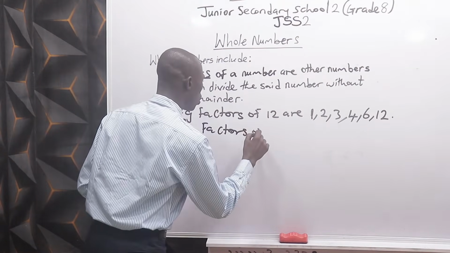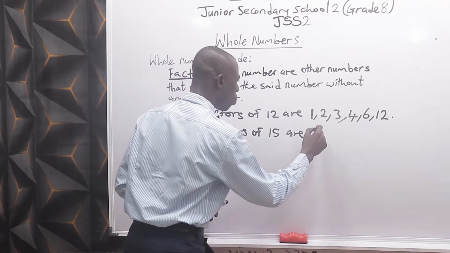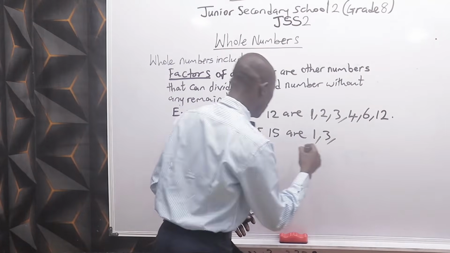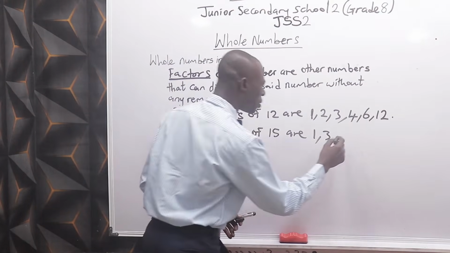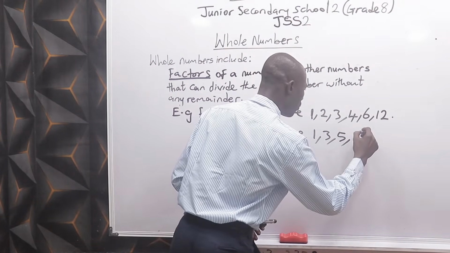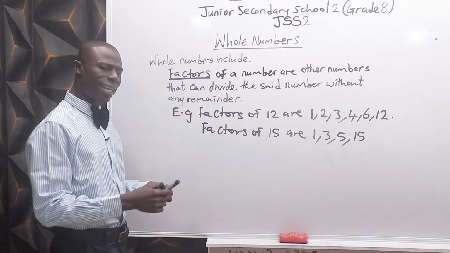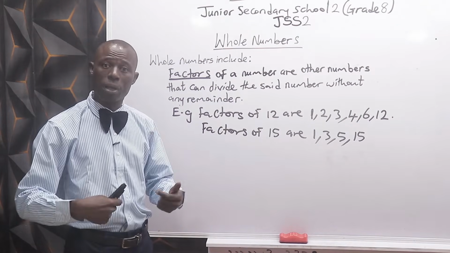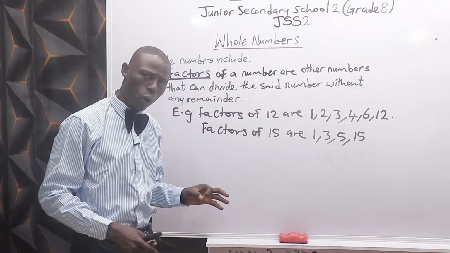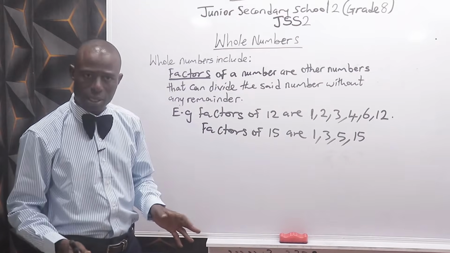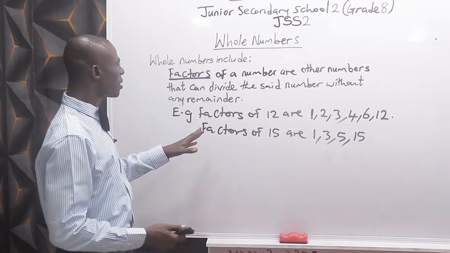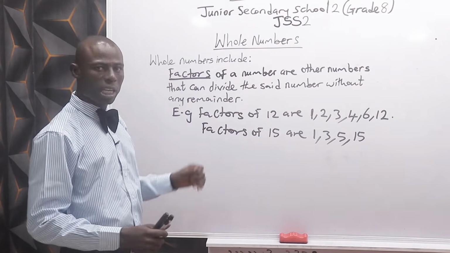Also, factors of 15 are 1. 1 is a universal factor. So 1, 3. 3 can divide 15 without remainder. Also 5 will divide 15 without remainder. And lastly, 15 will divide 15. The highest factor of a number is the number itself. The highest factor of 20 is 20. The highest factor of 30 is 30. The highest factor of 12 is 12. Don't forget. So that is that about factors. Let's move to the next concept.